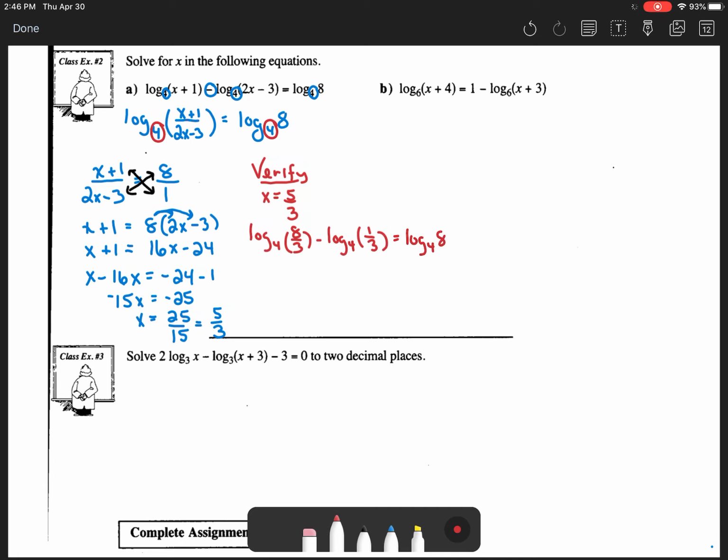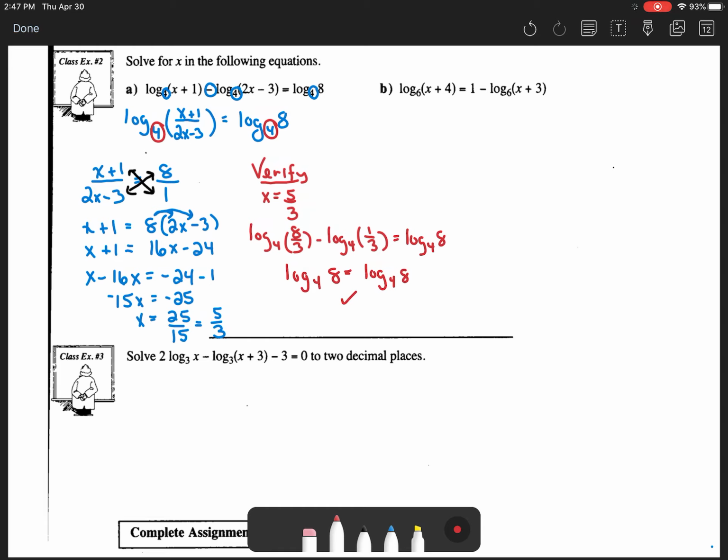From there, what we can do on the left-hand side to simplify is log base 4 of 8 over 3 divided by 1 over 3. The 3's will cancel, and you'll end up with log base 4 of 8 on the left-hand side, and log base 4 of 8 on the right-hand side. So that value worked. It satisfied the equation, so we know that solution is valid. So x is equal to 5 over 3 in A.